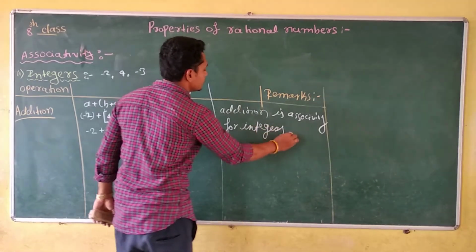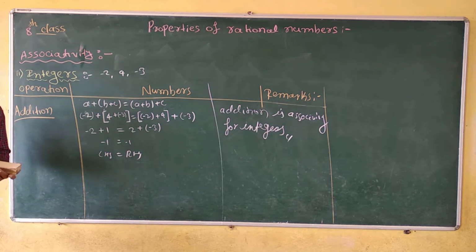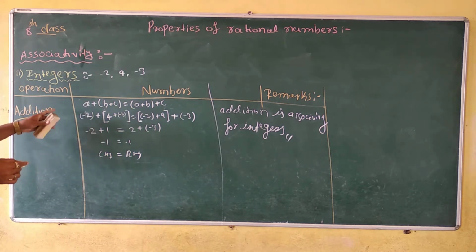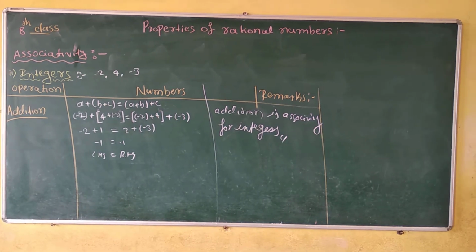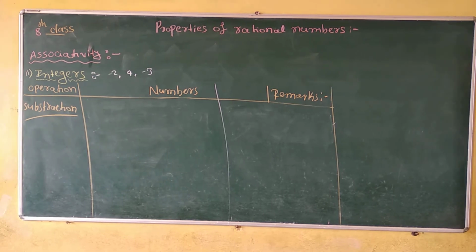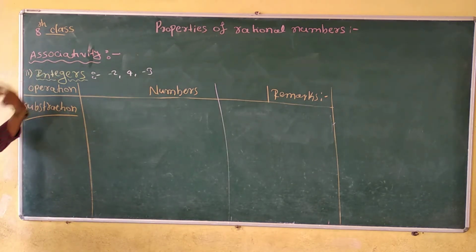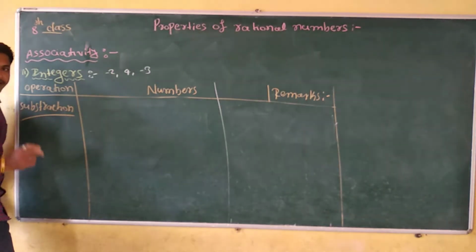Addition is associative for integers. Is it right? Now we have to discuss the next operation. The next operation is subtraction. Before that, you have to note down this tabular column. This is the subtraction operation in the associative property for integers. First we have to write the general form of the associative property in subtraction.